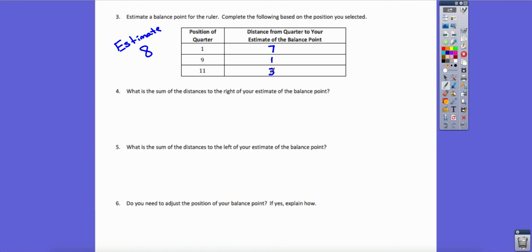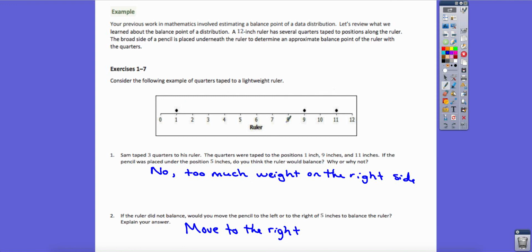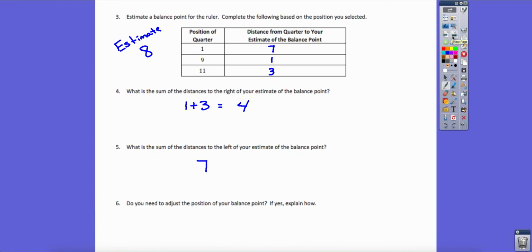So for number 4 here, it says, what is the sum of the distances to the right of your estimate of the balance point? To the right would be 1 plus 3, and that would be a sum of 4. And number 5 here, what is the sum to the left? Well, there's only one of them to the left, and that would be 7. And so we're still kind of out of whack here. If we go back and look at our ruler, if I put my balance point here at 8, the total distance from 8 on the right is a sum of 4, and on the left the sum is 7. And so this side of my ruler is going to be on the table because it's still not in balance.